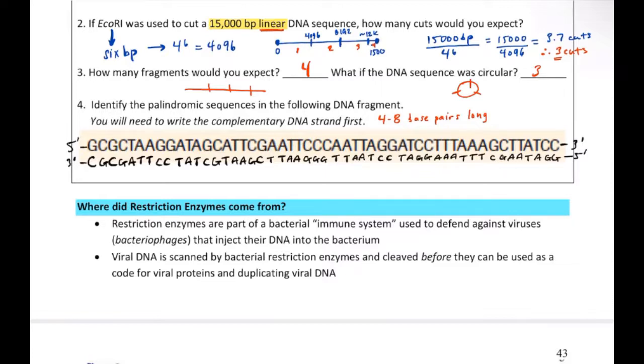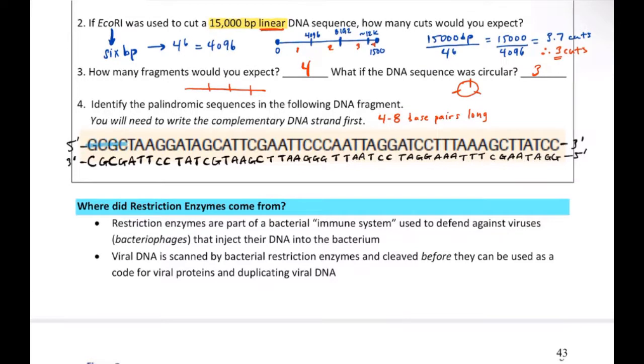Okay, so let's find our first sequence. I'm going to highlight them different colors so that they stand out for us. Where's the first palindrome? Start on the left and work your way over. Minimum 4 bases, same in both directions. The very first 4. GC, GC in this direction, and GC, GC in the other direction.